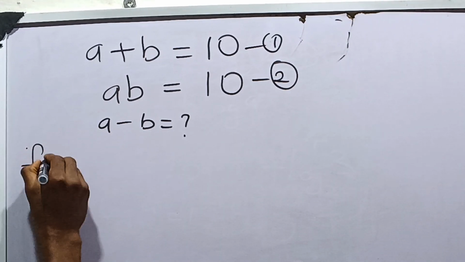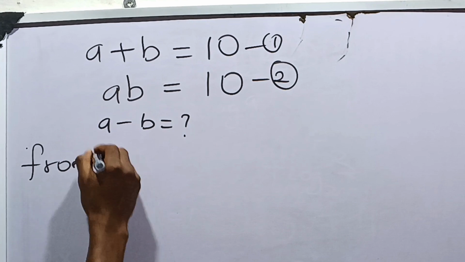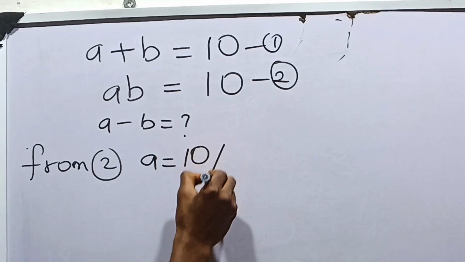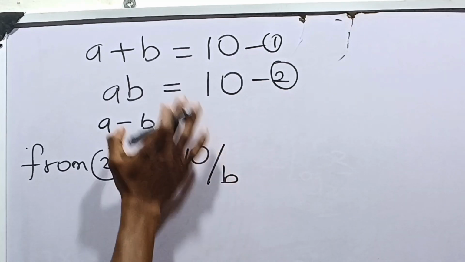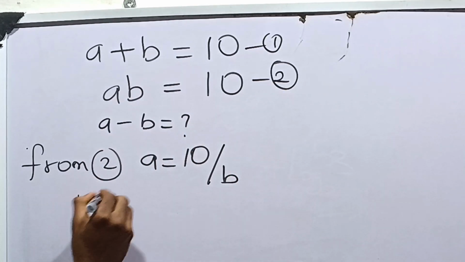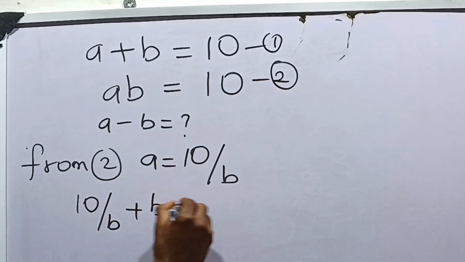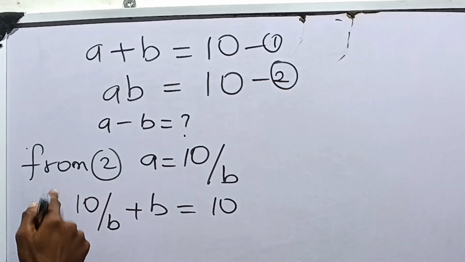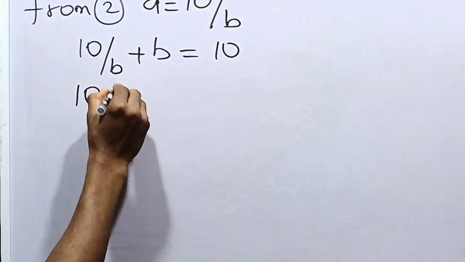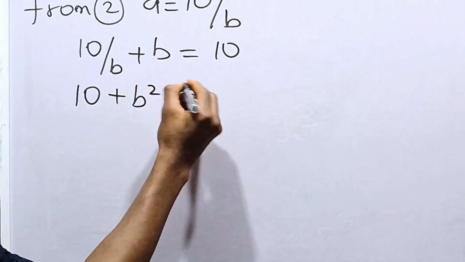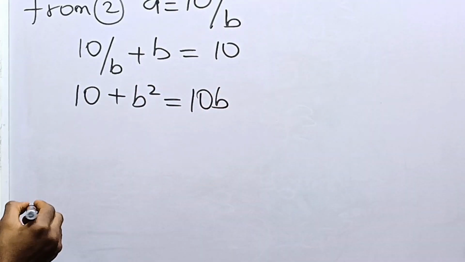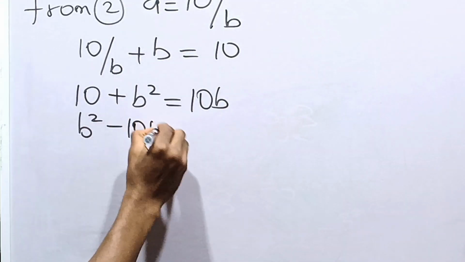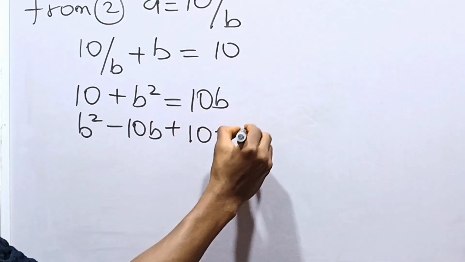From equation 2, we're going to have that a is equal to 10 over b. Hence, when we put a as 10 over b in equation 1, we're going to have 10 over b plus b is equal to 10. Let's multiply each term here by b. We have 10 times 10 over b is 10, plus b times b is b squared, equal to 10 times b, which is 10b. Now you have b squared minus 10b plus 10 is equal to 0.